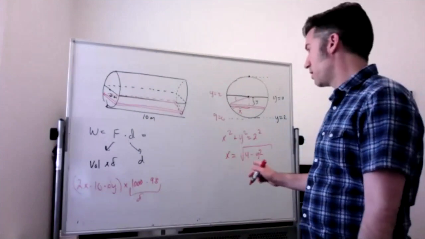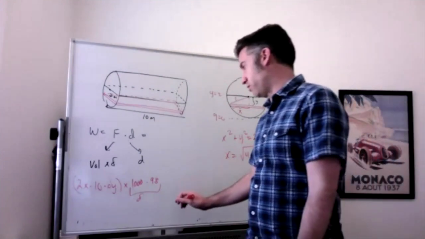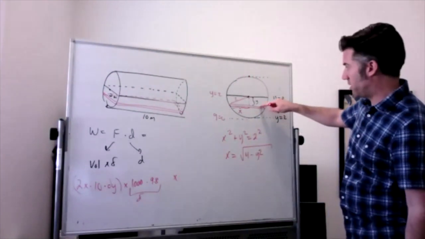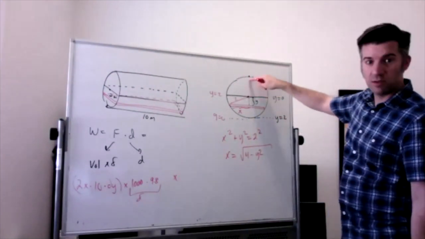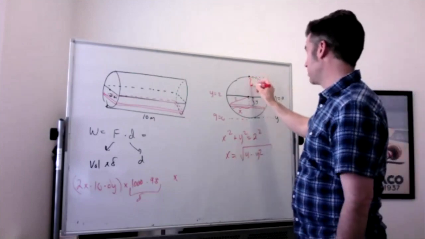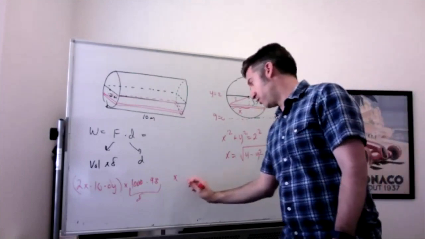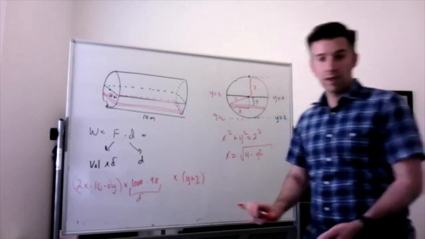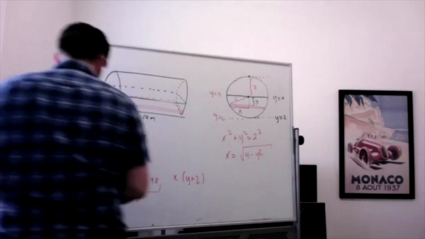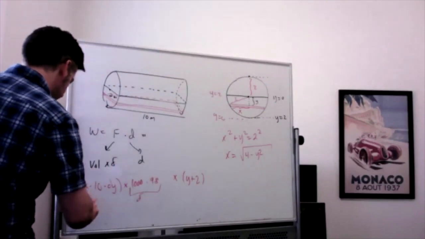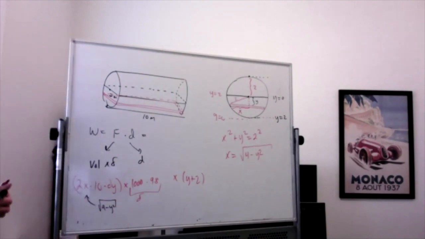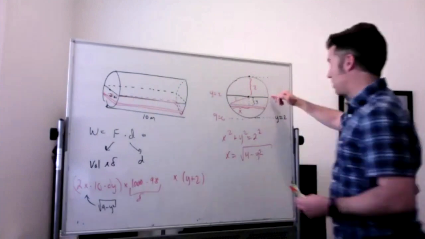And then the distance it's going to travel is going to be, well, this slice is going to travel the distance of y and then another 2 meters. Right, this length here is just 2. So it's going to travel y plus 2 meters. And we're going to replace this x with what x is equal to, which is the square root of 4 minus y squared. So that's what we're going to have to integrate from 0 to 2.